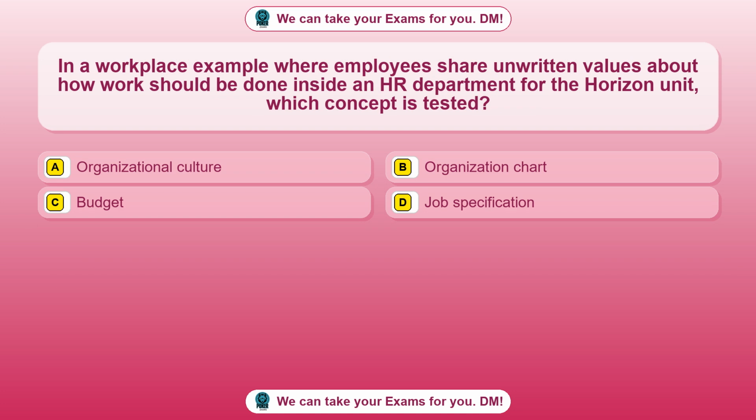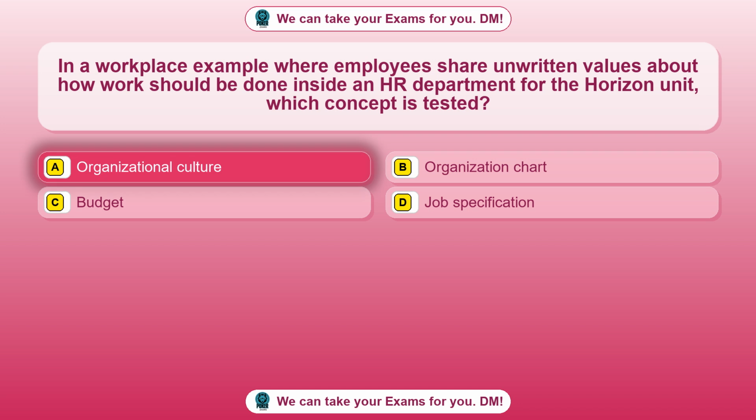Question 65. In a workplace example where employees share unwritten values about how work should be done inside an HR department for the Horizon unit, which concept is tested? Option A, organizational culture. Option B, organization chart. Option C, budget. Option D, job specification. The correct answer is option A, organizational culture.